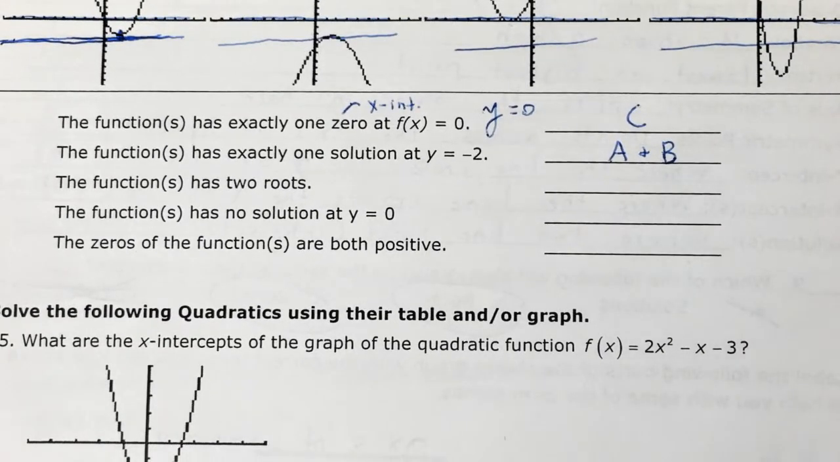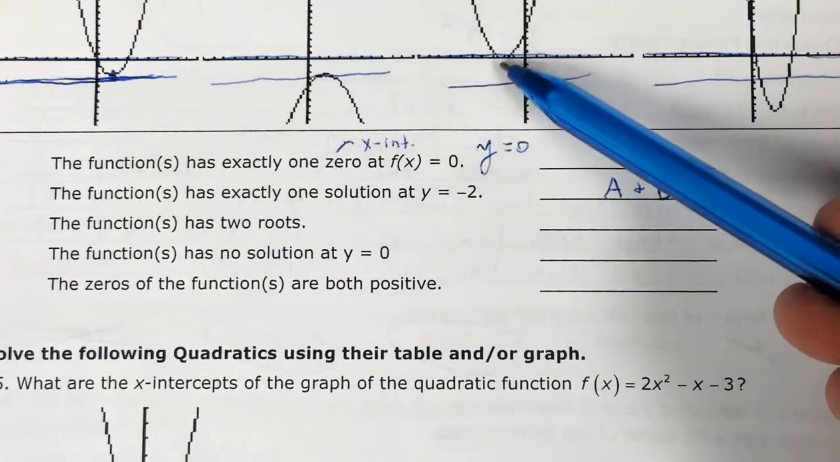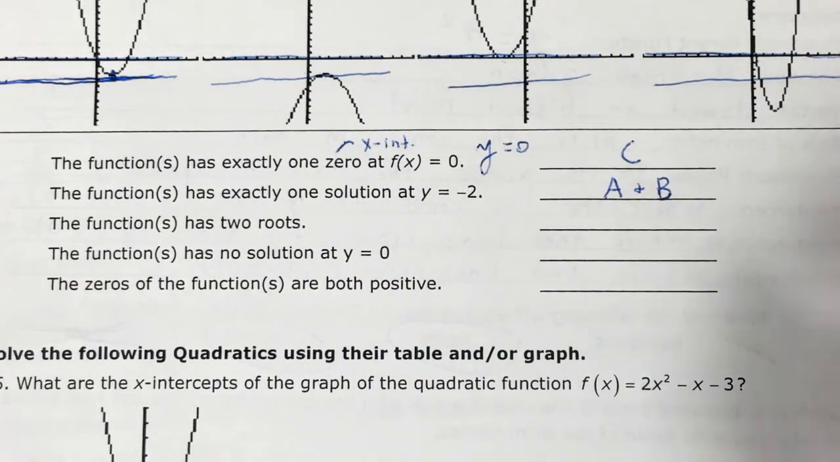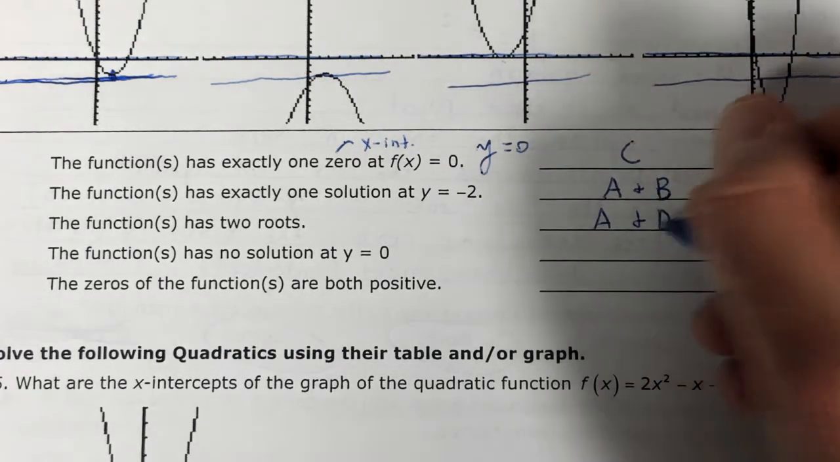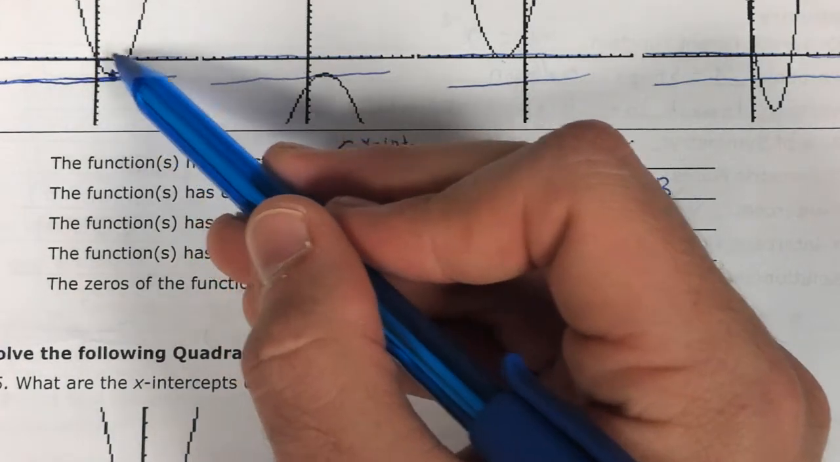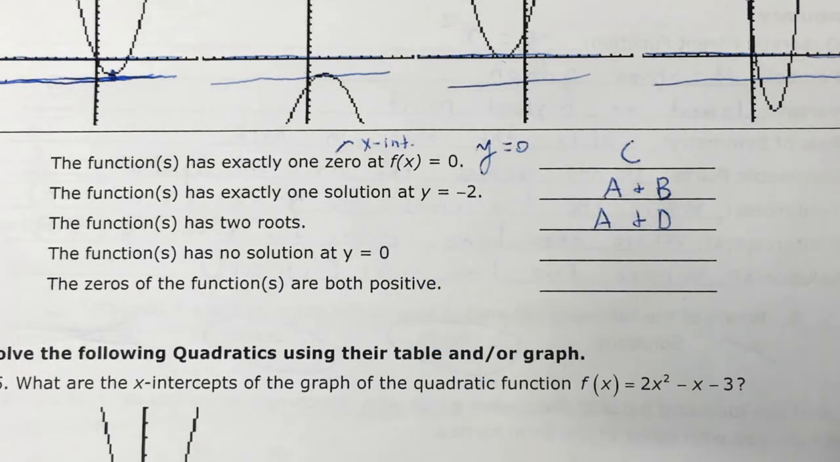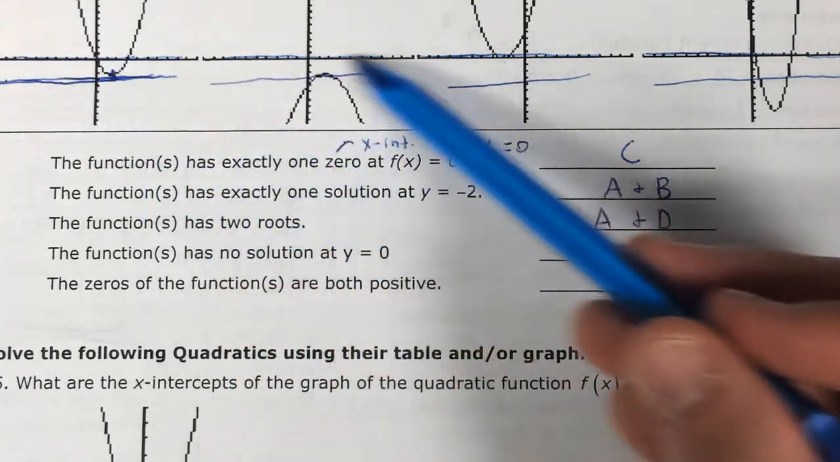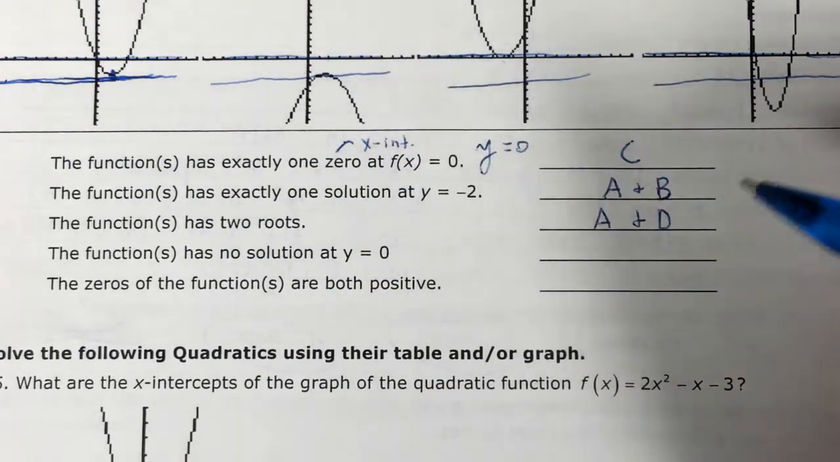Alright, the next one asks which one has 2 roots. Remember, roots are x-intercepts. So which one has 2? This one has 1, 2. This one has 0. This one has 1. And this one has 1, 2. So my 2 graphs that have 2 roots are A and D, because this one touches the x-axis twice, and this one touches the x-axis twice. Which one has no solutions at y equals 0? Well, again, that's my line going all the way across. So the only one that has no solutions, the one that doesn't touch, is B.